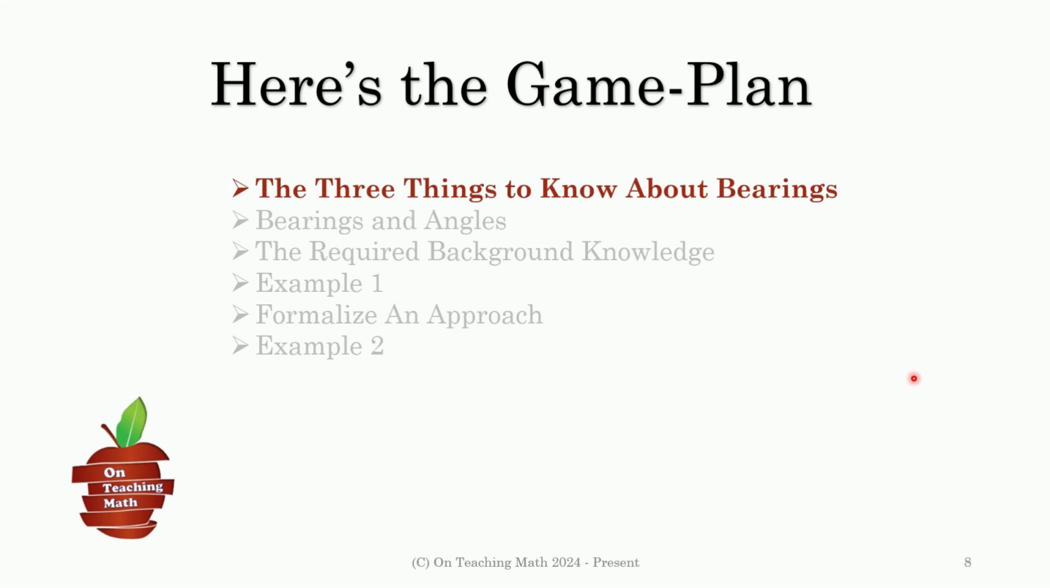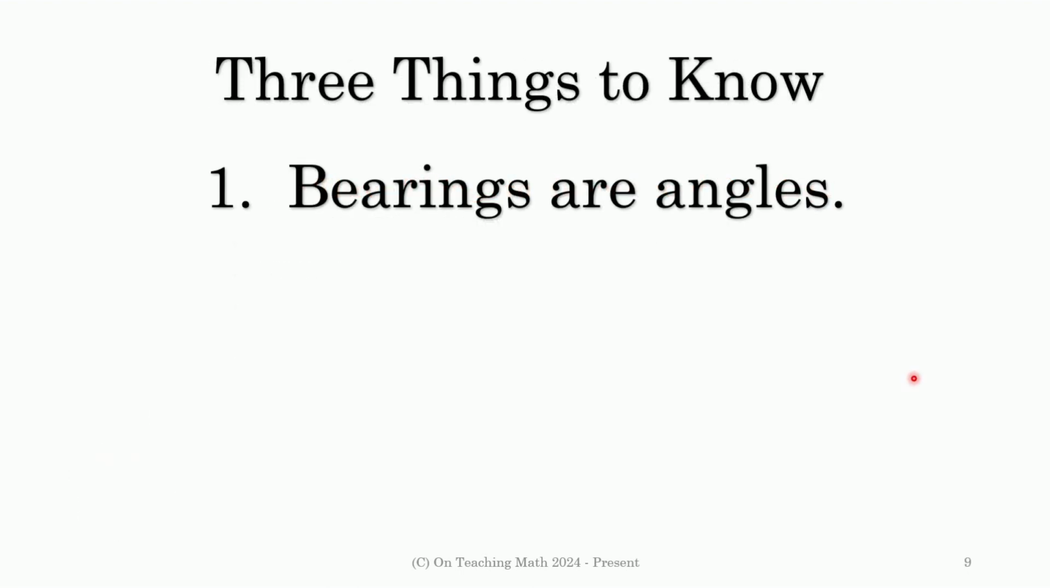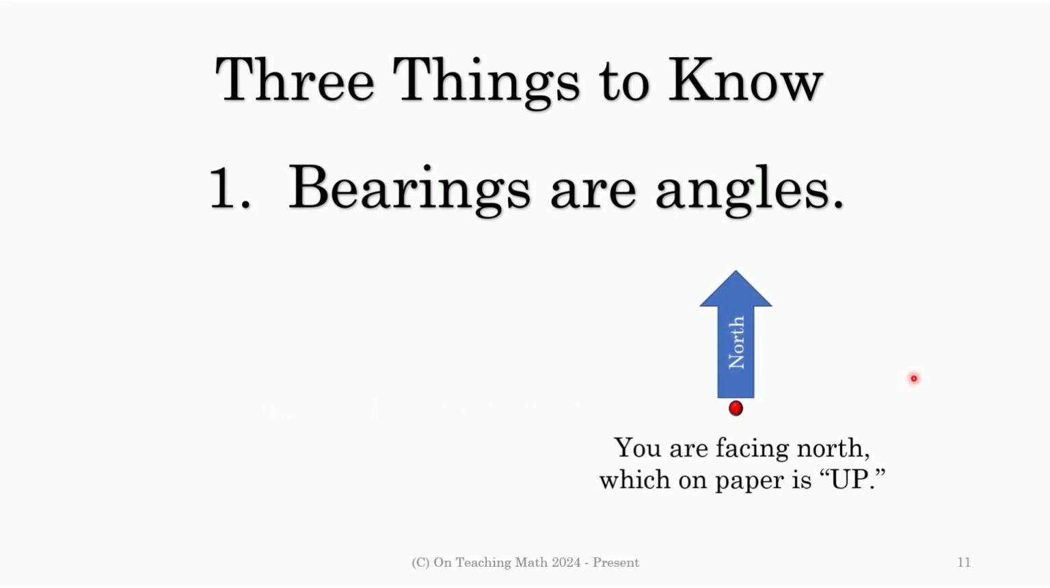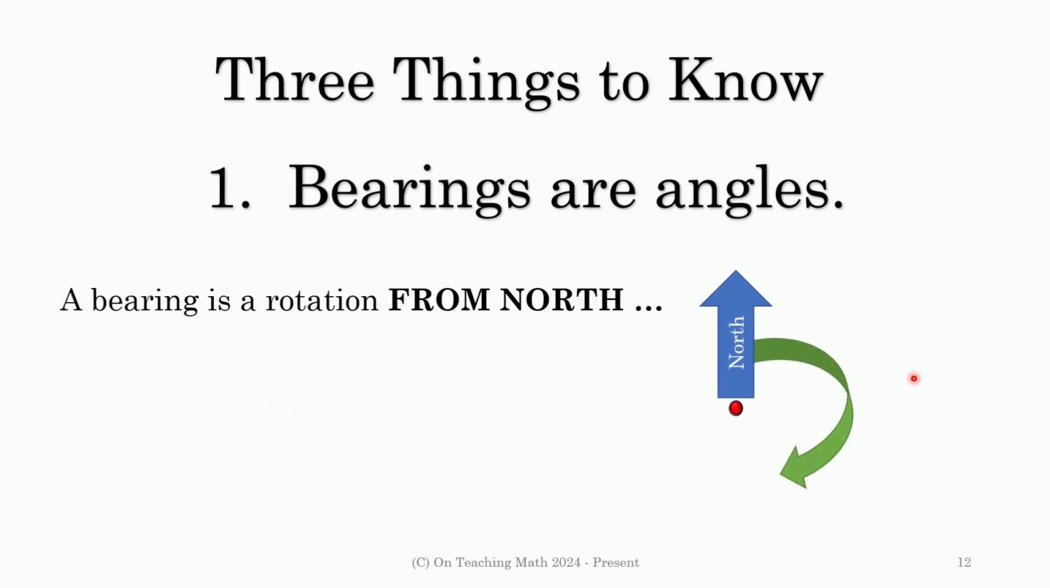Let's talk about this, right? So three things you got to know about bearings. First thing first, bearings are angles, right? Angles are measures of rotation. So imagine you're here. Well, how do we measure those? Well, we start with true north. North is up on paper, right? Now, which way are you going to measure, left or right? Well, bearings are always measured clockwise from north. So bearings are angles measured from north in a clockwise direction.